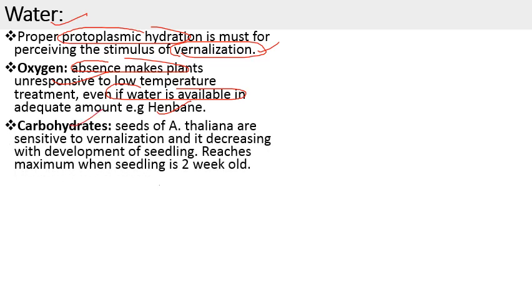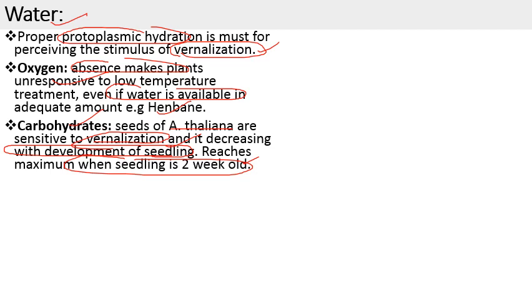Next, carbohydrates. Seeds of Arabidopsis thaliana are sensitive to vernalization, and it decreases with development of seedling. So जो vernalization का effect है वो decrease होता है, sensitivity decrease होती है जैसे जैसे plant की development होती है, and it reaches maximum when the seedling is 2 weeks old. Why does this happen?